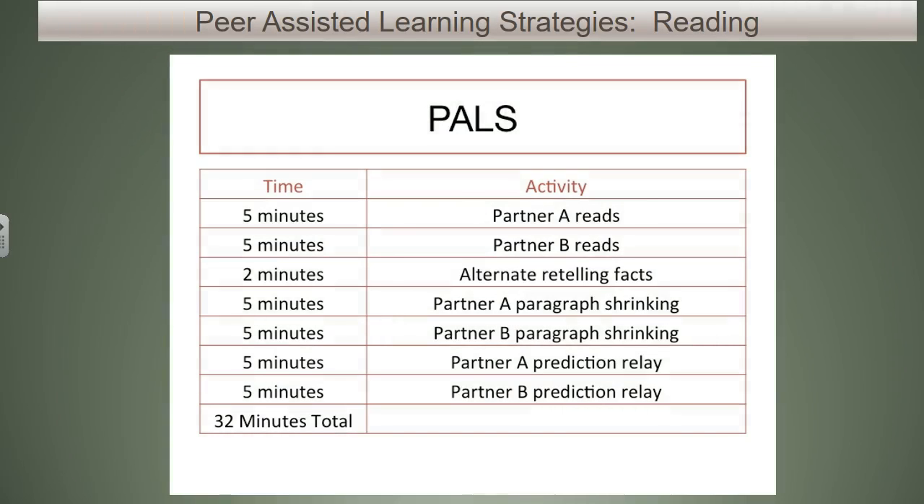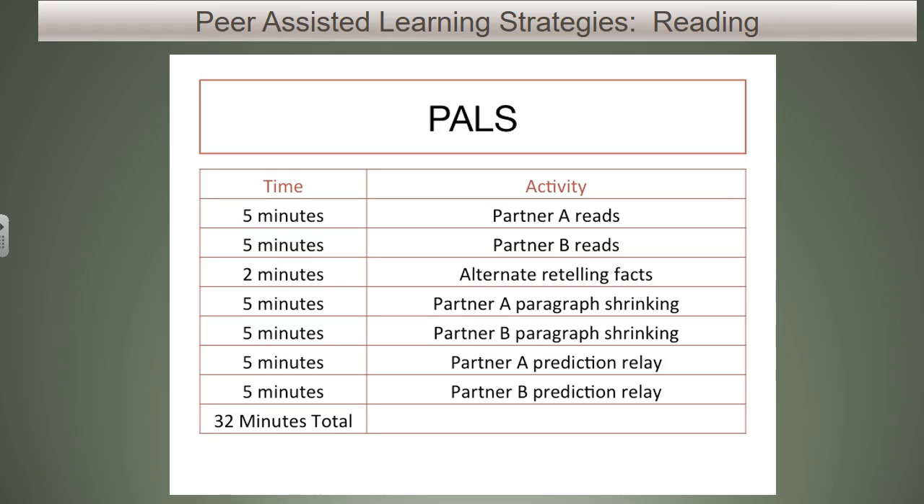This is the film that she referred to in the audio, and it breaks down the PALS strategy into pieces. As she mentioned, the first 10 minutes are partner reading, with each partner getting 5 minutes. And then they take a very quick break at the end of that 10 minutes, and they share the retelling, alternating turns. The next 10 minutes is alternating paragraph shrinking.